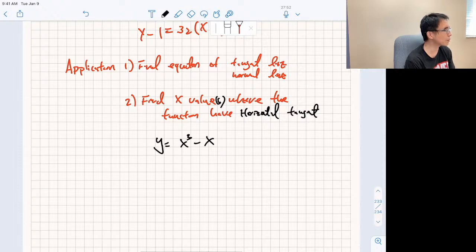What does horizontal tangent mean to you? If I hear this word, what does that mean in math? Yes, just like a slope of 0. Slope equals 0. So how do I do this to this function? Slope equal to 0. How do I do it?